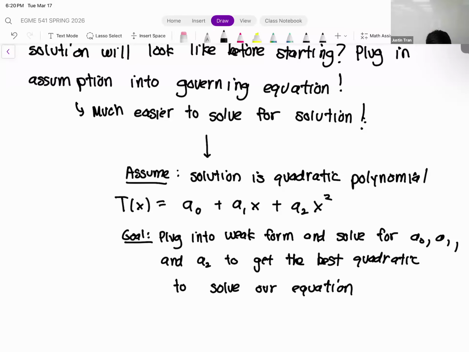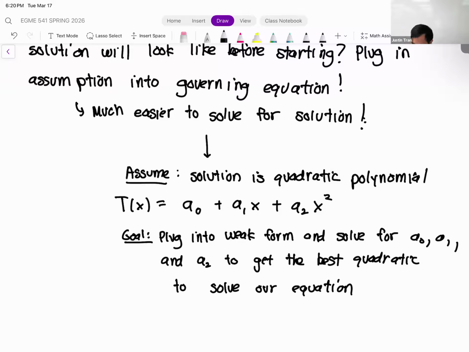Okay, so that's the idea. For the rest of the class today, we're just going to work on one example. We're going to take a situation, solve for its solution in the strong form, and then solve for its solution in the weak form using this approximate kind of methodology. Any questions on this?